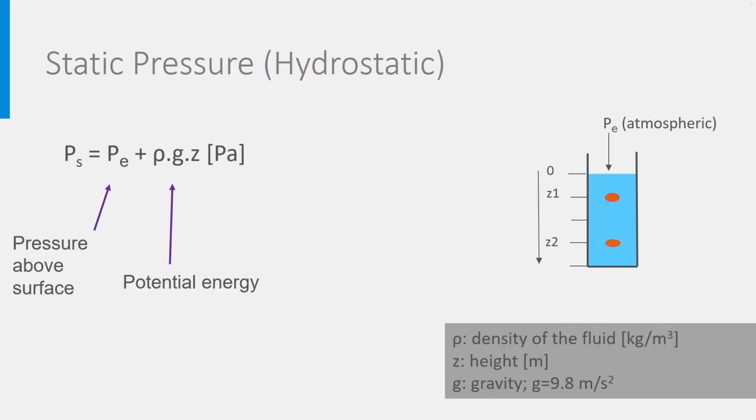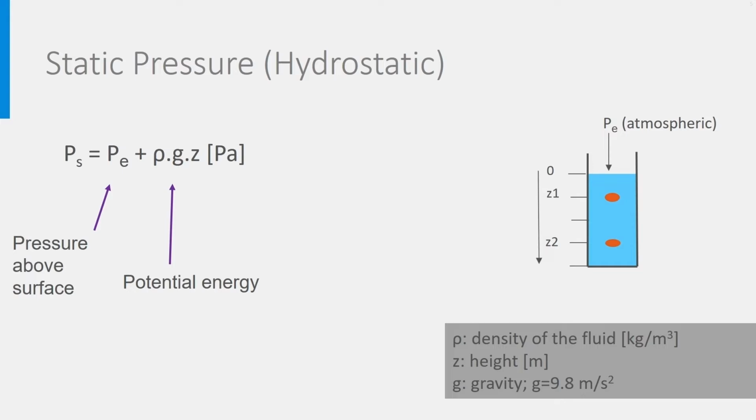Let's consider first the case where there is no moving fluid, just an open container with a fluid in it. There is a pressure exerted by the atmosphere on the surface of water, PE. But what is the pressure lower in the fluid? In Z1 and in Z2. If you have diving as hobby, you know that the deeper you go, the higher is the pressure. And that is because the deeper you go, the higher the water column above you, so the larger the force the whole water column exerts on you.